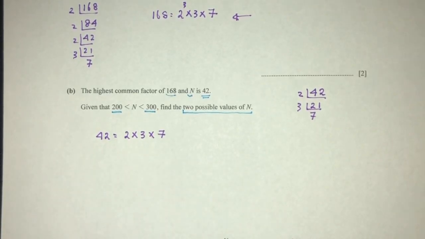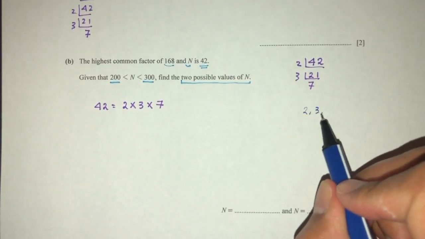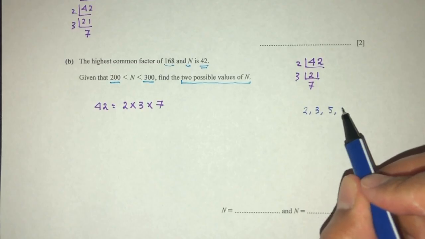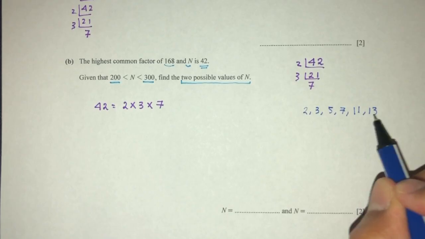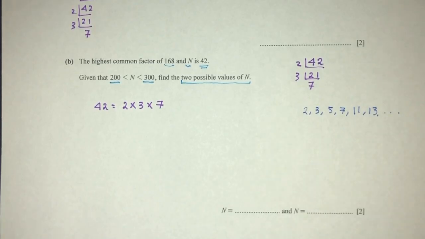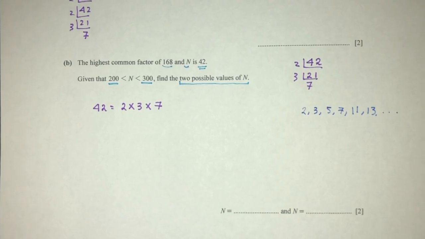Now let's make a list of prime numbers. So what are the prime numbers you know? You know prime numbers 2, 3, 5, 7, next one is 11, 13, and so on. These are the list of prime numbers that we know. So now a good question to ask is, how do you find the HCF of two numbers? So that's something good to know.